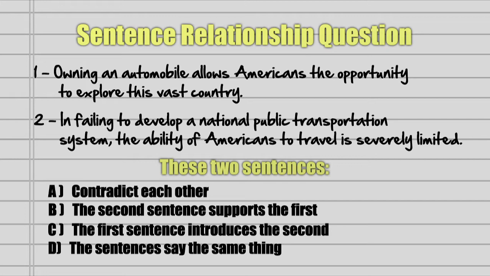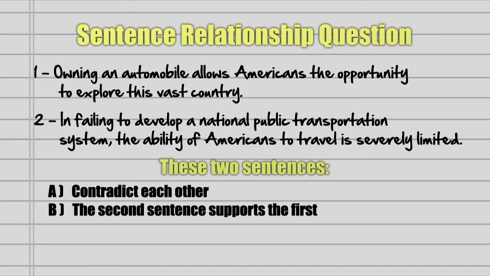Using the process of elimination, we can say that D is not the answer. These sentences do not say the same thing. We can also eliminate C. The first sentence doesn't introduce the second. The second sentence can stand alone and make sense on its own. We have 2 choices left, A and B. What do you think the correct answer is? The sentences contradict each other. A. The first sentence implies that Americans can easily travel the country, while the second sentence states that traveling the country is severely limited.